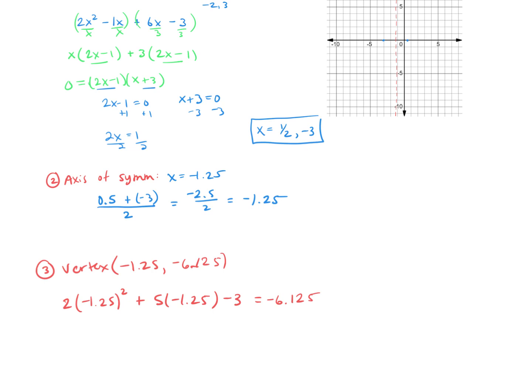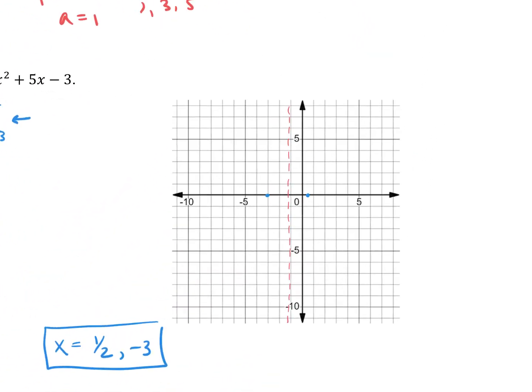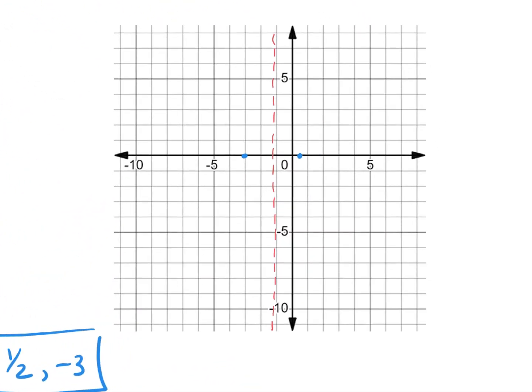So again, kind of a tricky vertex to plot. So we'll just do our best. We know it's going to be on the axis of symmetry at a negative 6 and then just beyond the negative 6, so just a little bit below, like barely below, is where this vertex will be.